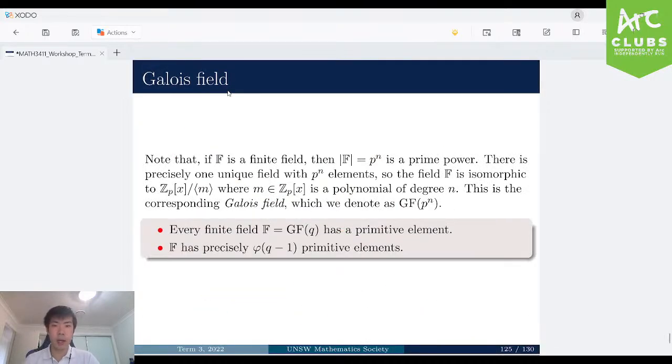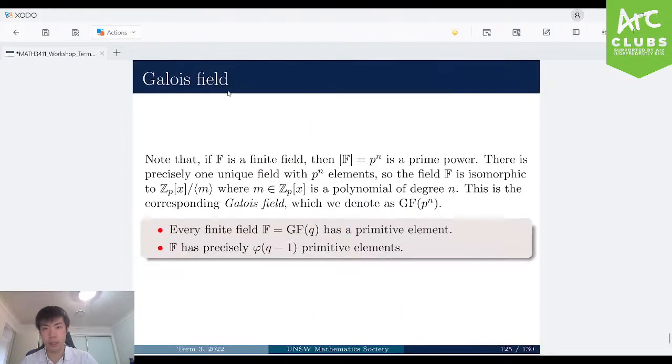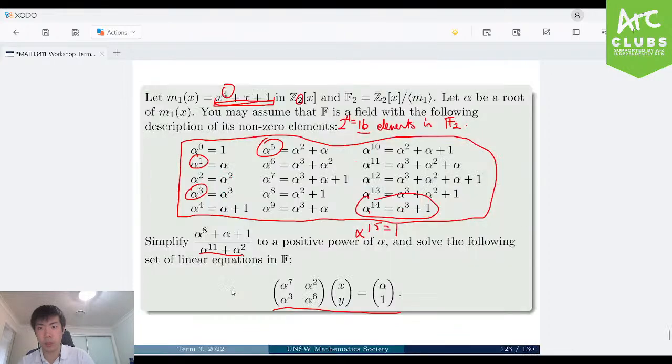All right. And yeah, the Galois field is kind of just another way of representing the same thing that we saw here. For example, we can just express Z. Actually, look at an example that we saw here.